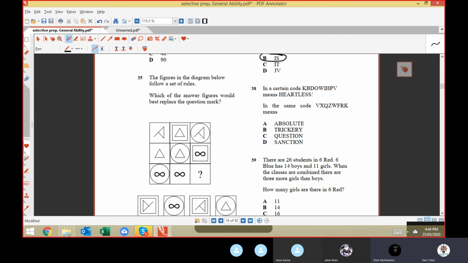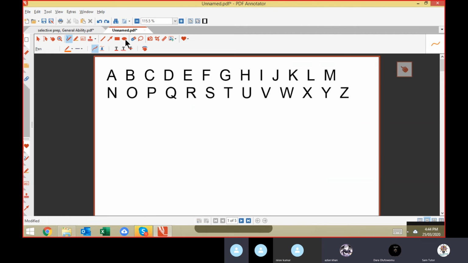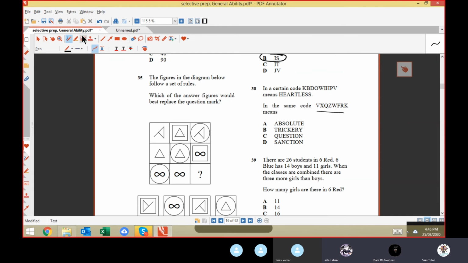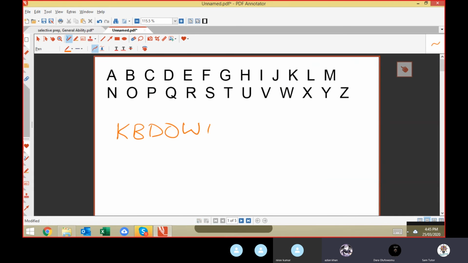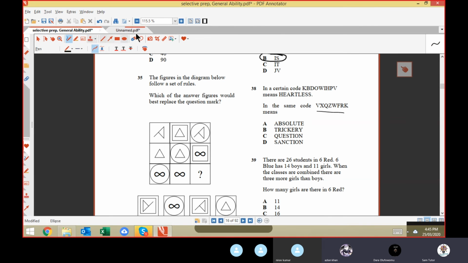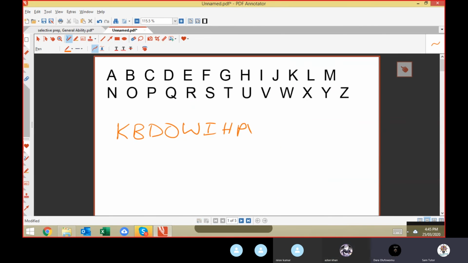Next one. In a certain code, K, B, D, O, W, I, H, P, V means heartless. In the same code, what does this mean? All right, I think we're going to write this down again here, which is easier to see. K, B, D, O, W, I, H, P, V means heartless.